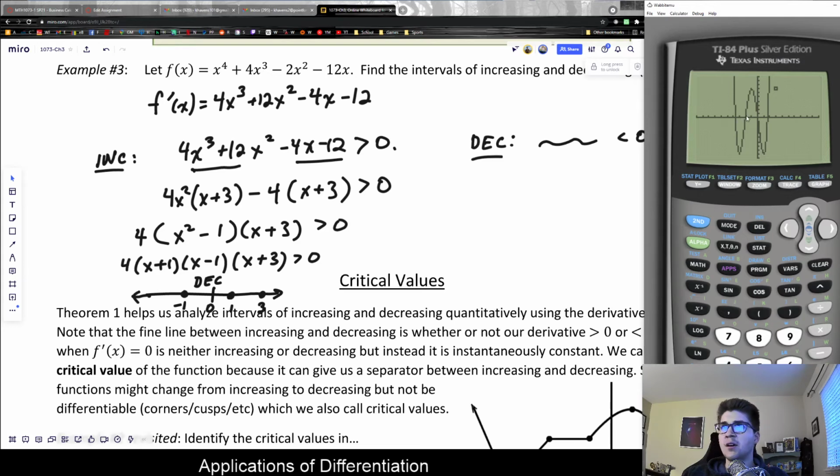And also between -3, whoops, I made a mistake here because this is 0 at -3, not +3. Let me go ahead and correct that. Just a simple little error with the sign. Notice that between -3 and -1, this graph is increasing. So in this interval, increasing.